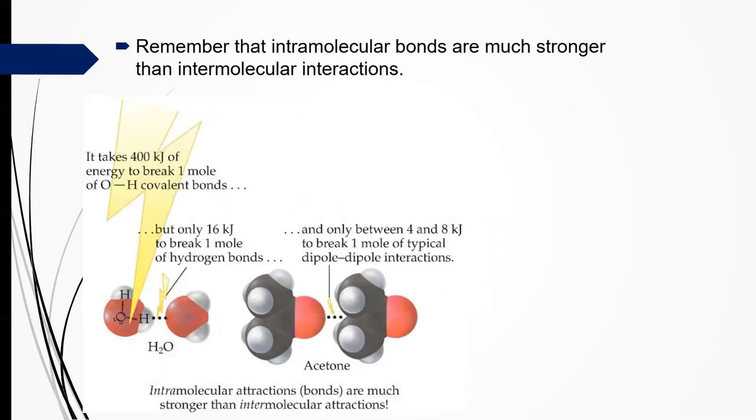But once again, the intramolecular bonds, so these are the ones between atoms inside the molecule, are much, much stronger than those between the molecules. For us to break 1 mole of O-H bonds is about 400 kilojoules. For us to break 1 mole of the hydrogen bonds, it's only about 16. So there's a very big difference in their strengths there.